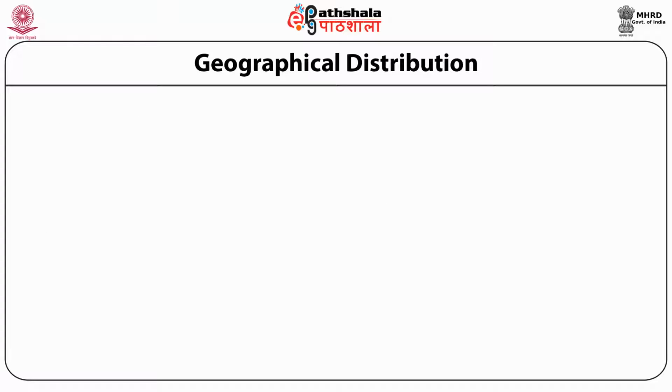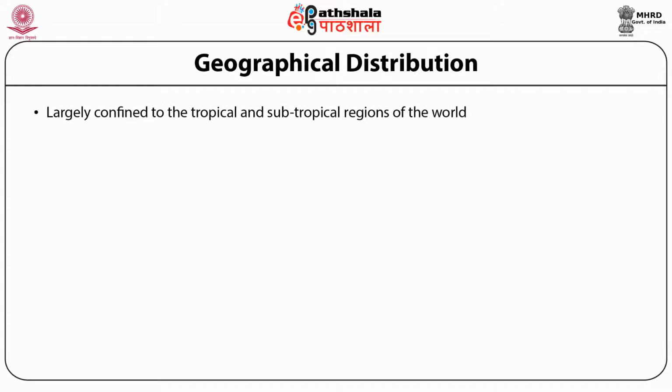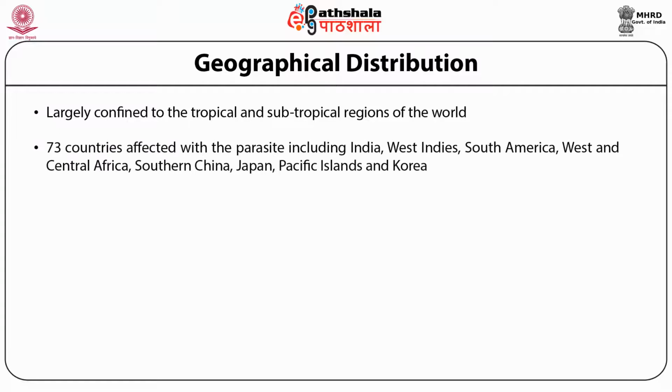Where can you find this parasite geographically? Is it present everywhere throughout the world, or is it confined to some portions only? Yes, the worm is largely confined to the tropical and subtropical regions of the world. It is known to affect only 73 countries, which include India, West Indies, South America, West and Central Africa, Southern China, Japan, Pacific Islands, and Korea.